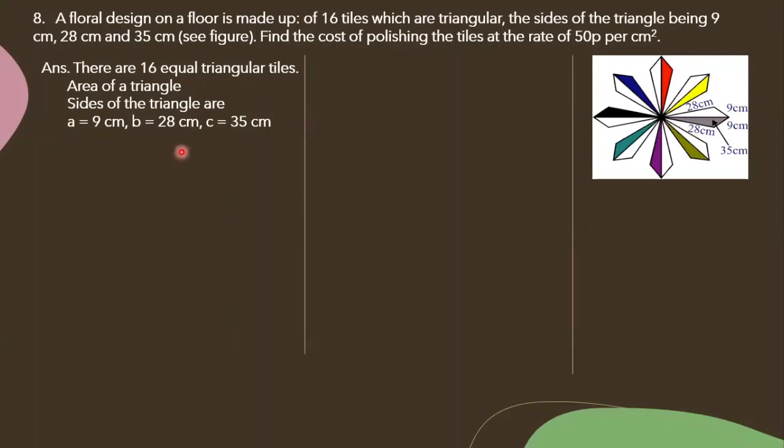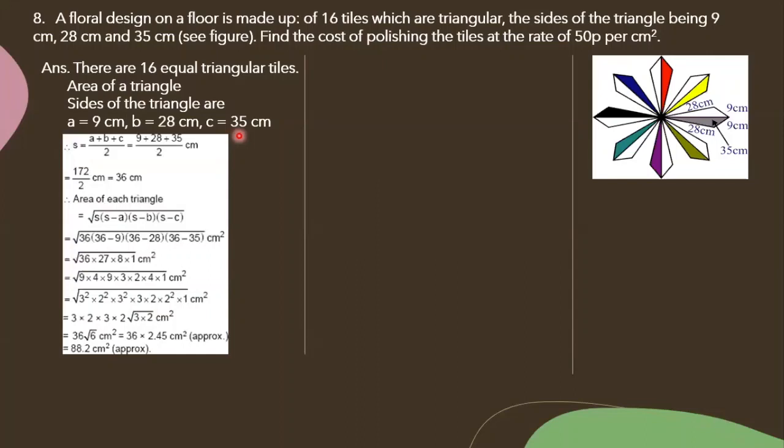9 plus 28 plus 35, divided by 2. Quickly, children. 28 plus 35 plus 9. 72 by 2. It is 36. 36 centimeter.